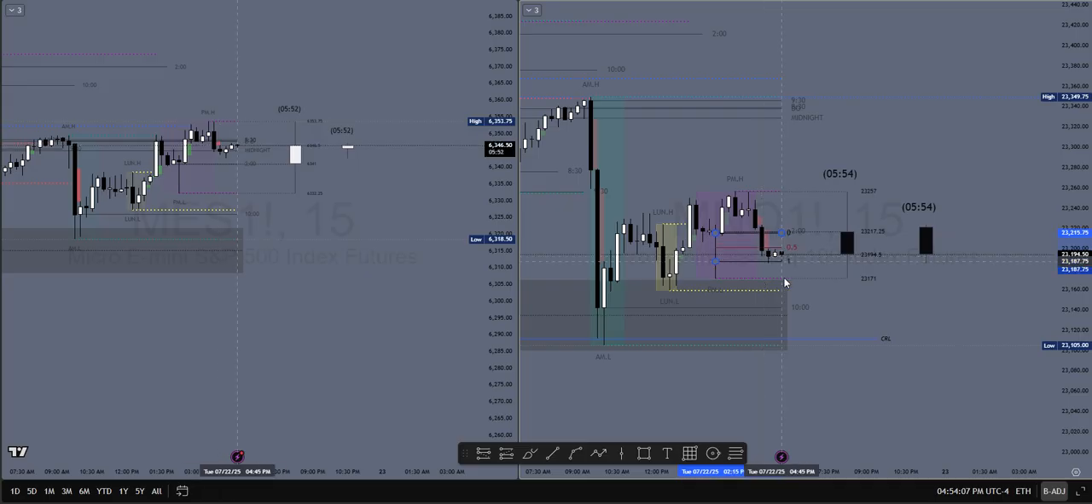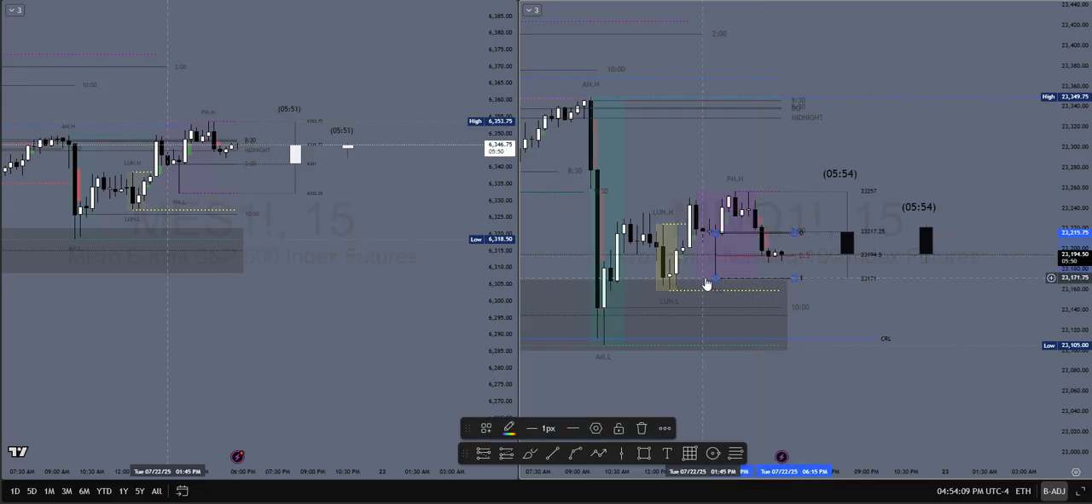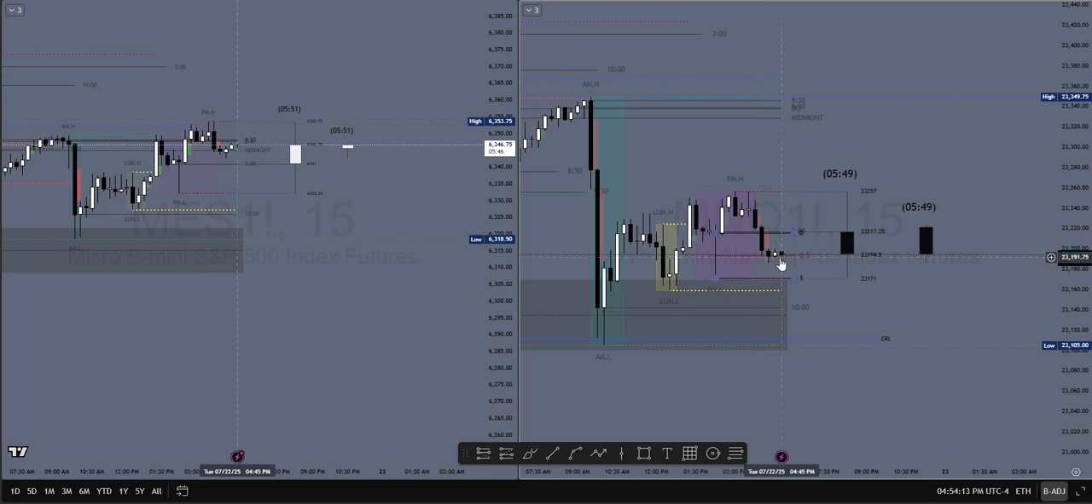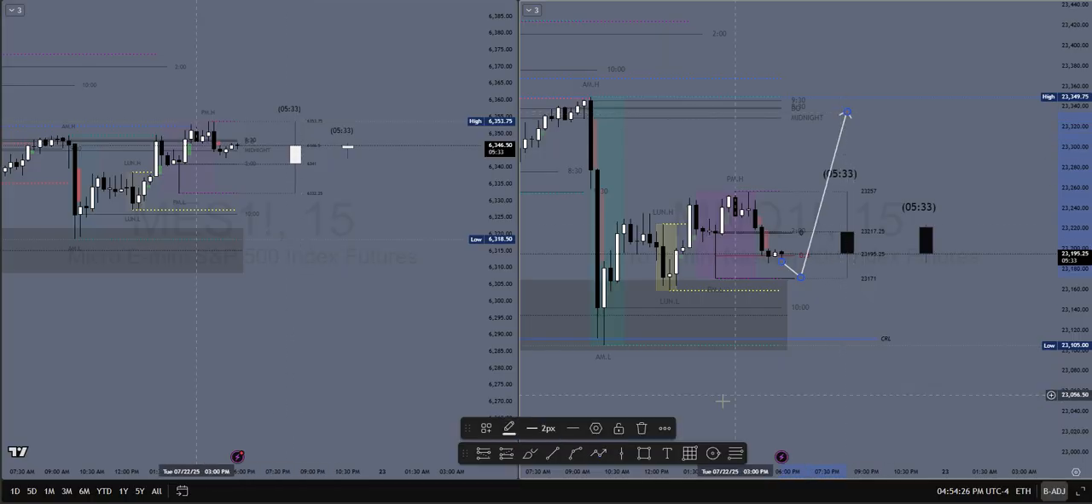Like I said, we need displacement. There is no displacement. These are 15-minute candles. It's 45 minutes and still no displacement with 5 minutes left. Either we actually just simply come down and sweep this and then have our continuation, or we just simply use this as an entry point.